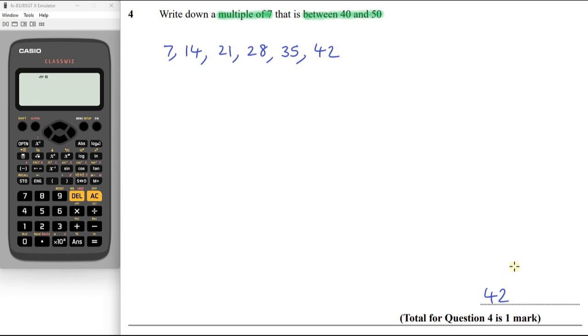There is one other answer that you could give. If we were to carry on, 7 times 7 is 49, and you can see that 49 is also between 40 and 50. So I could say 42 or 49. You don't have to write this, you only need to give one answer, but I'm just showing you the two options that you could have. Obviously, if we were to do 8 times 7, that would take us to 56, which is clearly too big.